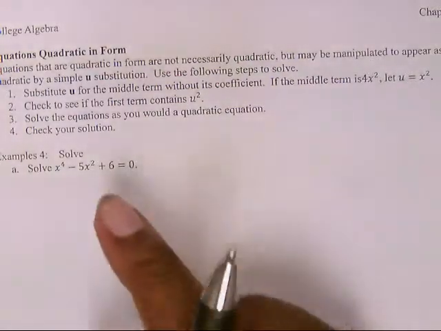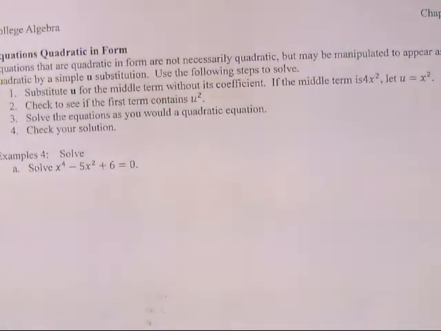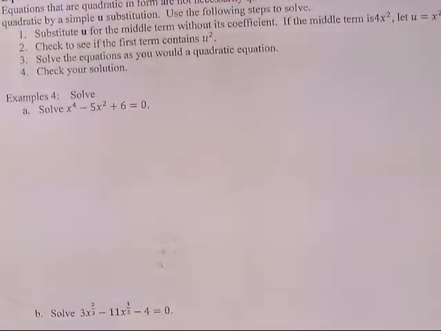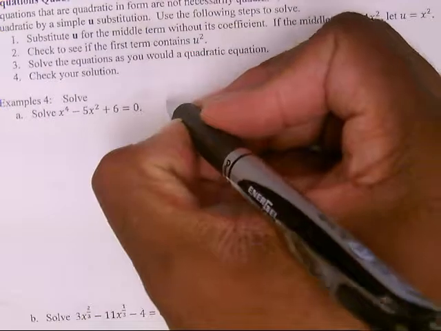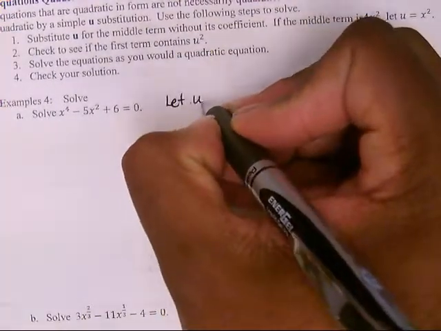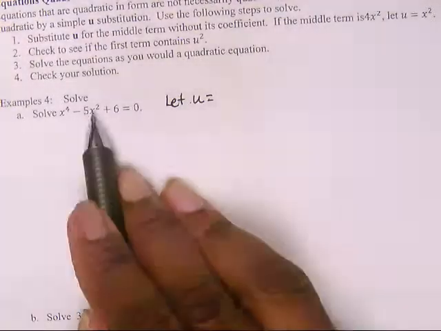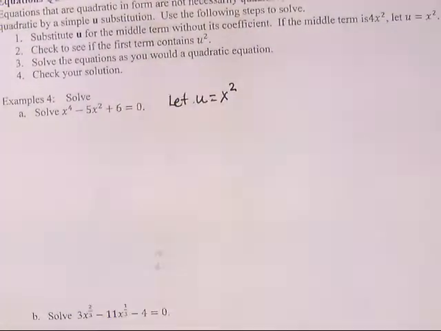Okay, now we start off with an equation that has x in it. Our solutions have to be where x is equal to something. In part A, we want to solve this equation, x to the 4th minus 5x squared plus 6 equal to 0. Okay, let's do a U-substitution by letting U equal whatever this middle term is. It's x squared. So our U is going to be equal to x squared.